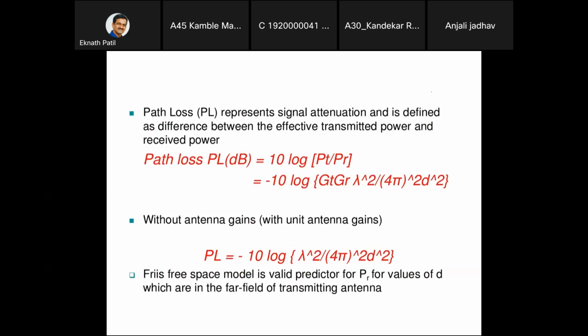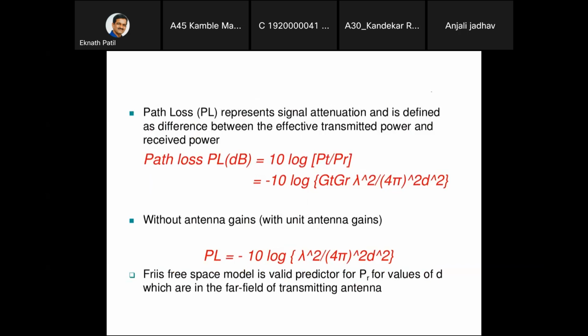Okay, so one can calculate it as 10 log PT divided by PR, which is nothing but the Friis formula, and we can add it. Now the Friis formula is PR divided by PT, and that's why we get minus 10 log of GT GR lambda square divided by 4 pi square into d square. This is the equation we can write in logarithmic terms for the path loss in dB.